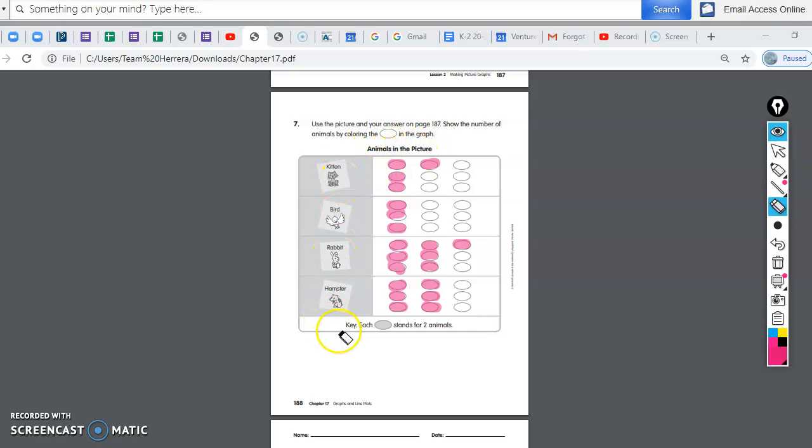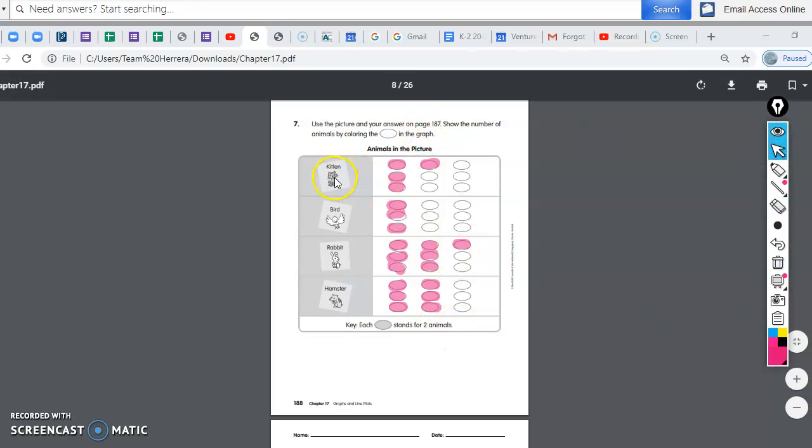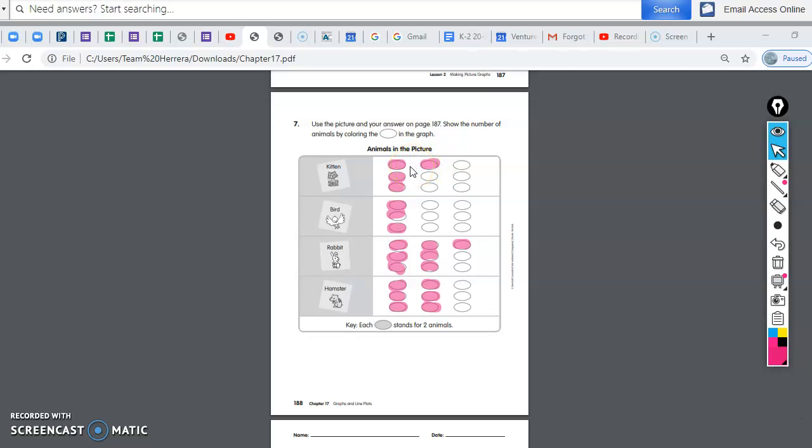We have our animals, and then this is really important. We look at our key, and it says each oval stands for 2 animals. So for our kitten, we had 8 kittens, so we would need to color in 4 of the ovals. For the birds, we would need to color in 3 because we had 6. And for the rabbit, we had 14, so we needed to color in 7. Okay. And then for the hamster, we needed to color in 6.